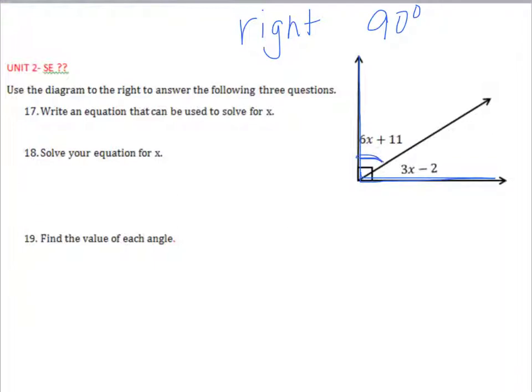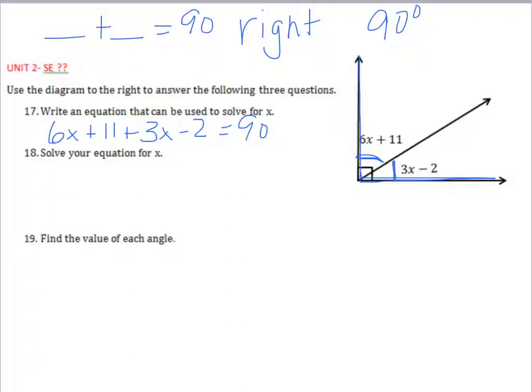So this part of my angle plus this part of my angle should add up to 90 degrees. So we should be able to write an equation that says something plus something equals 90. And our two somethings are going to be 6x plus 11 plus 3x minus 2 equals 90. That's our equation.